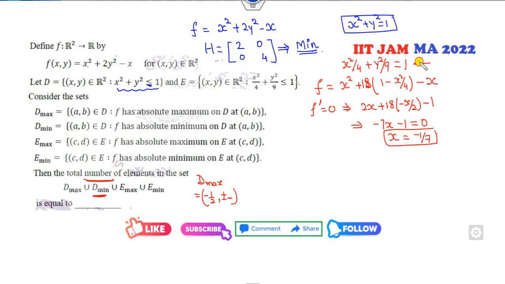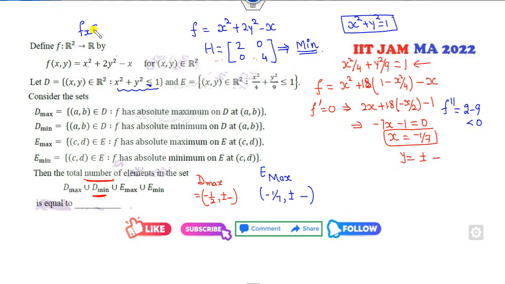Now I substitute x here. Again we will get y as plus minus two things. So we will get minus 1 over 7, plus minus of two things. Fine. So what is that? And again, what is the second derivative of this? It is 2 minus 9, which is less than 0. So you will get also a maximum. From here you can get a minimum.